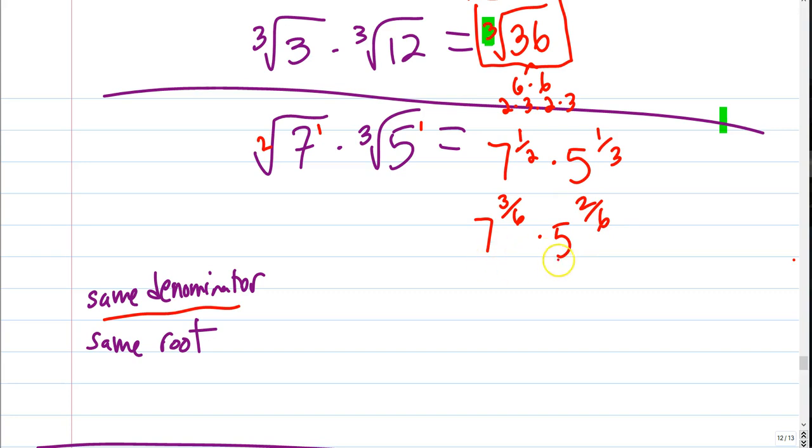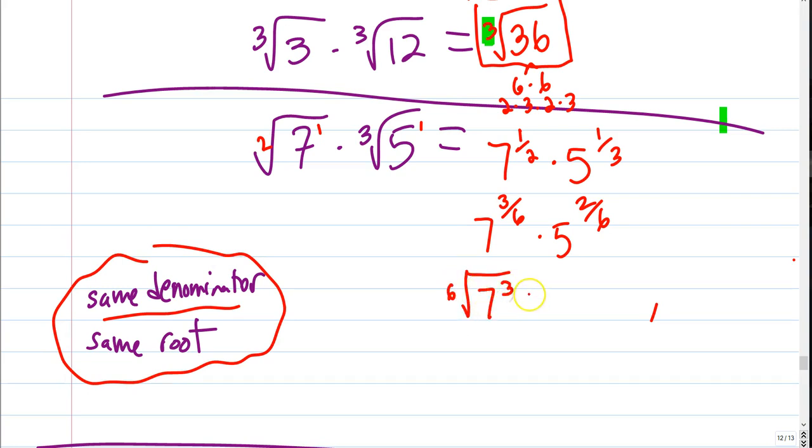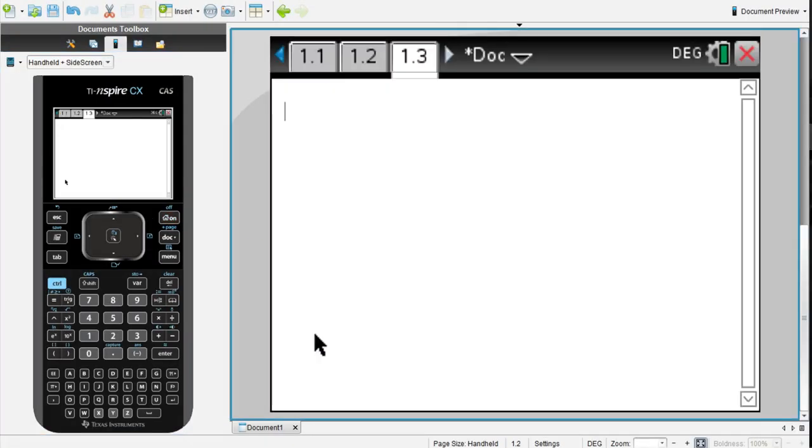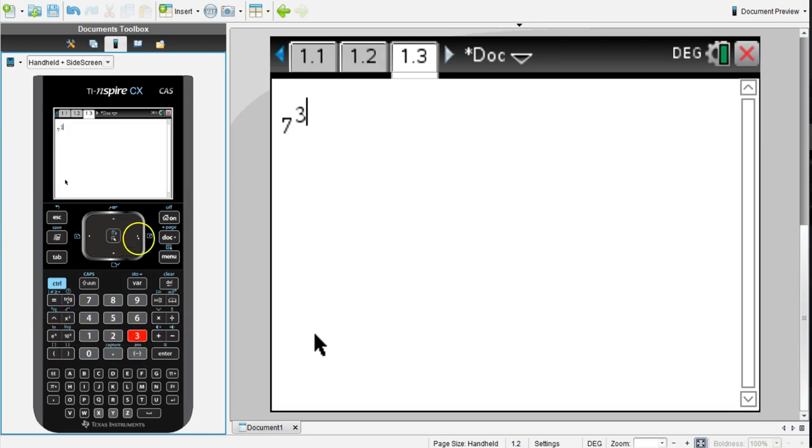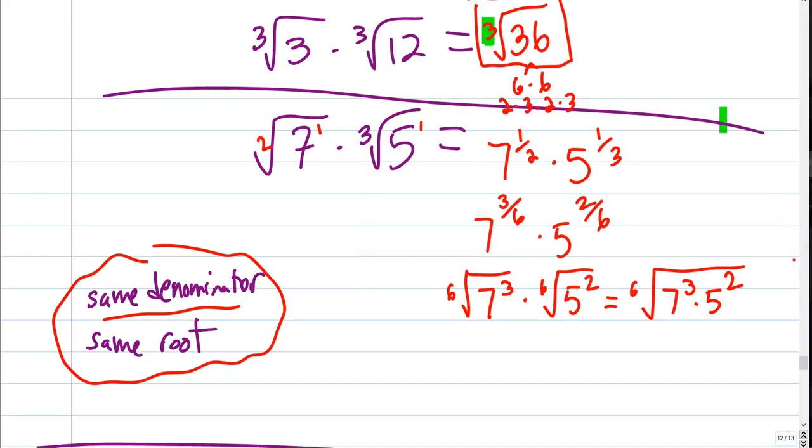Now these don't multiply together and give me 35, and we can't add the exponents because they're not the same base. But now that these are the same denominator, they basically are the same root. This is the 6th root of 7 to the 3rd and the 6th root of 5 squared. So I can multiply those together and get the 6th root of 7 to the 3rd times 5 squared, which we can simplify. 7 to the 3rd times 5 squared is 8575.